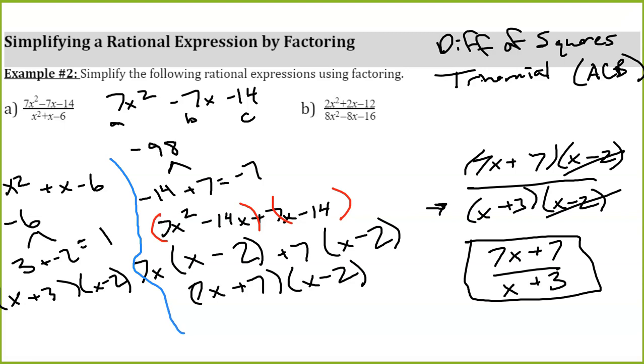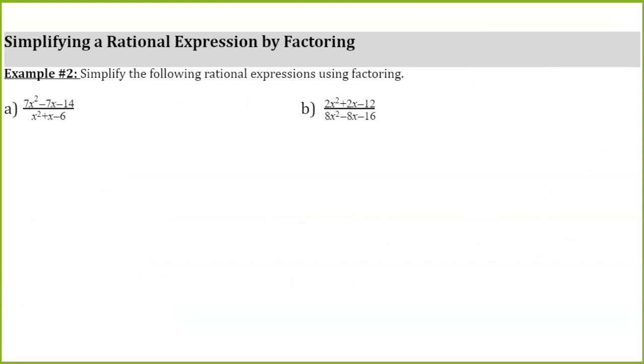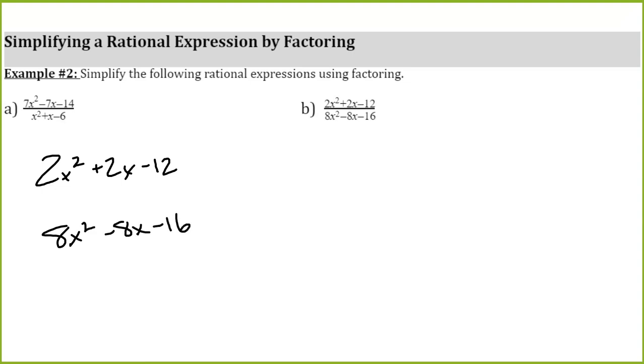So I will do the other example, example 2b, but if you want to skip ahead and look forward to new content, feel free to do that. I'm going to go ahead and clear it. Pause if you want the screen, otherwise I will be going on. For the second one, I've got 2x squared plus 2x minus 12, as well as 8x squared minus 8x minus 16. So those are my two pieces. Let me go ahead and draw a bit of a barrier here.